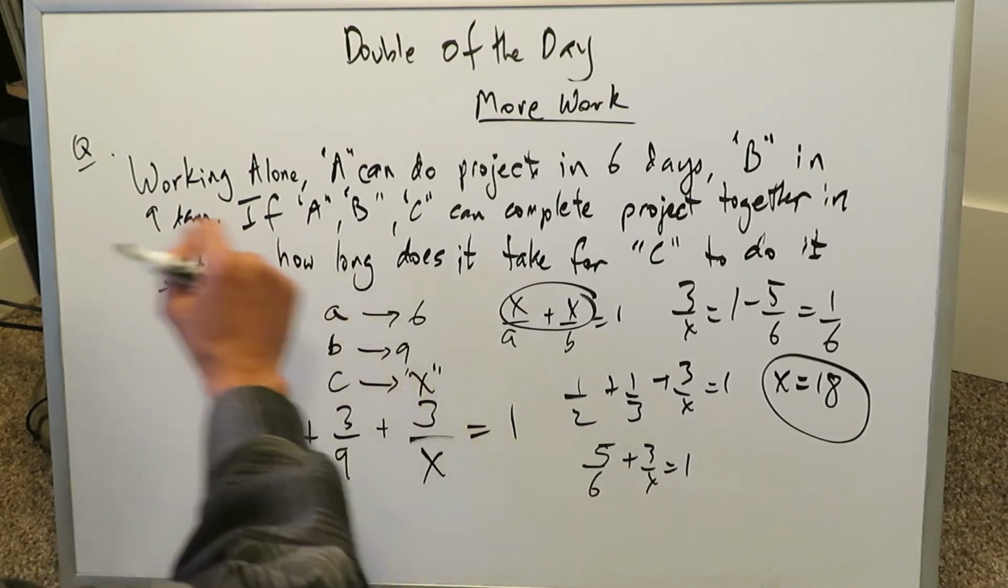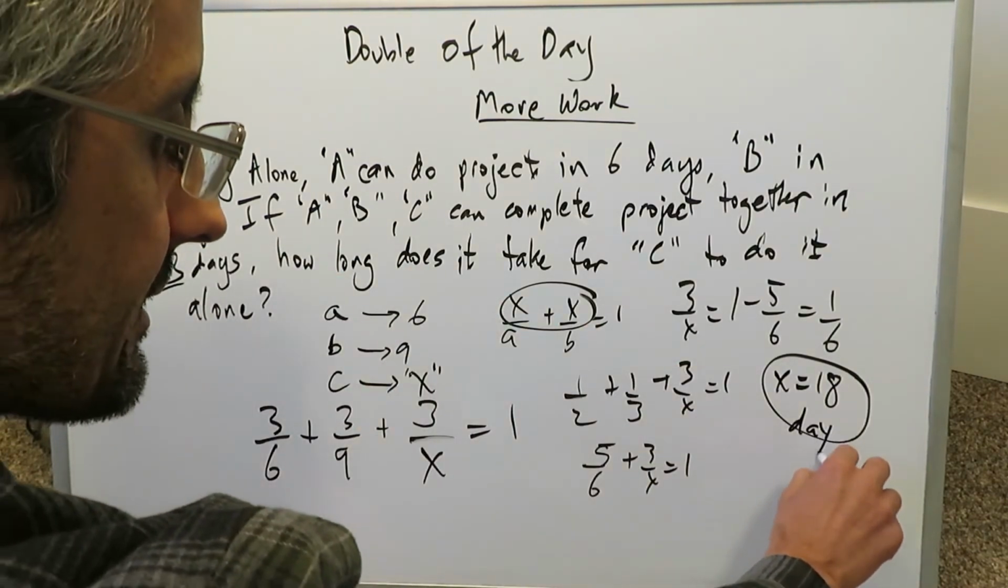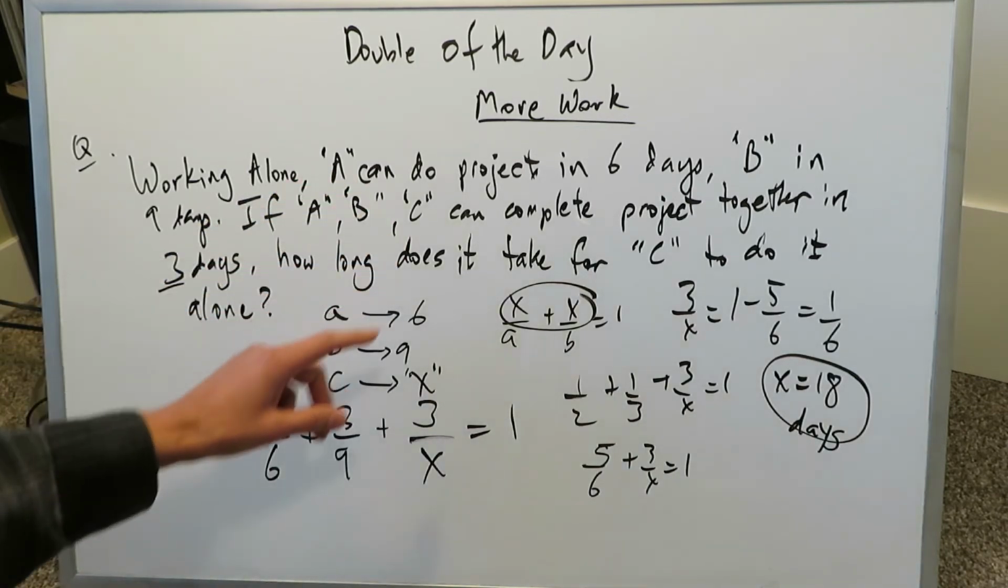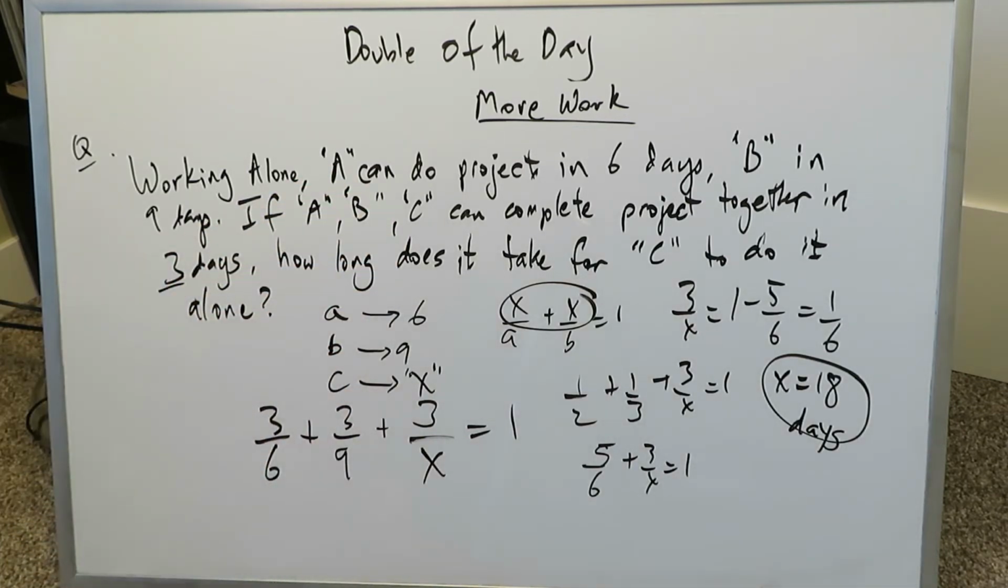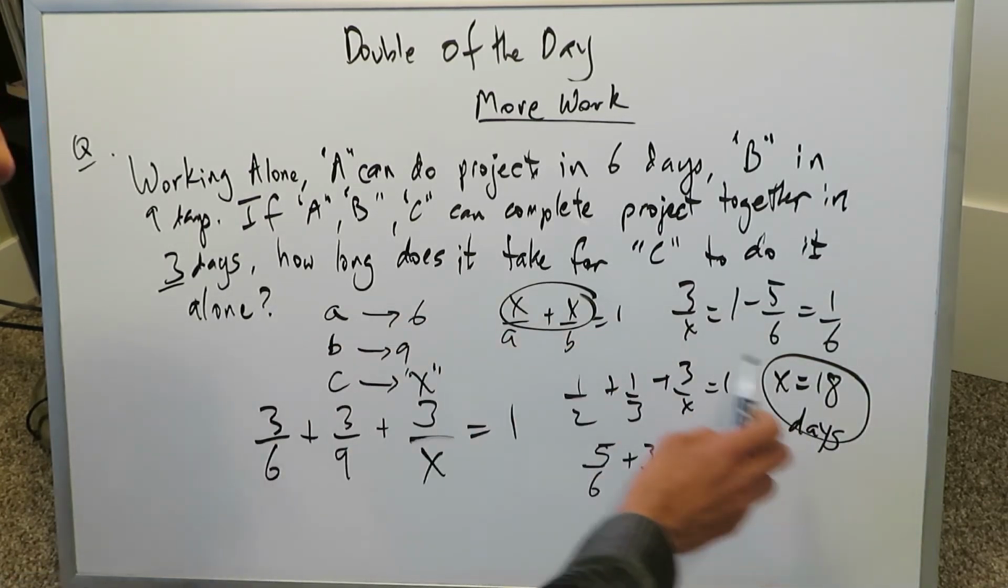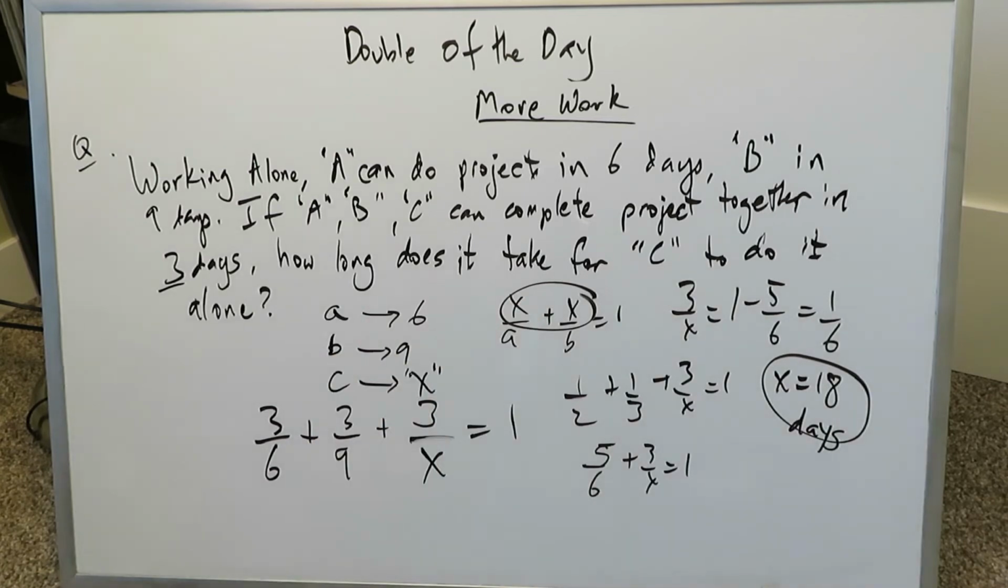18 what? Days. C would take 18 days to complete this task alone, while person or object A can do it in 6 days, B can do it in 9 days. So C is relatively inefficient in completing the task, but the question is solved. What's the answer? The answer is 18 days for C to complete the task on their own.